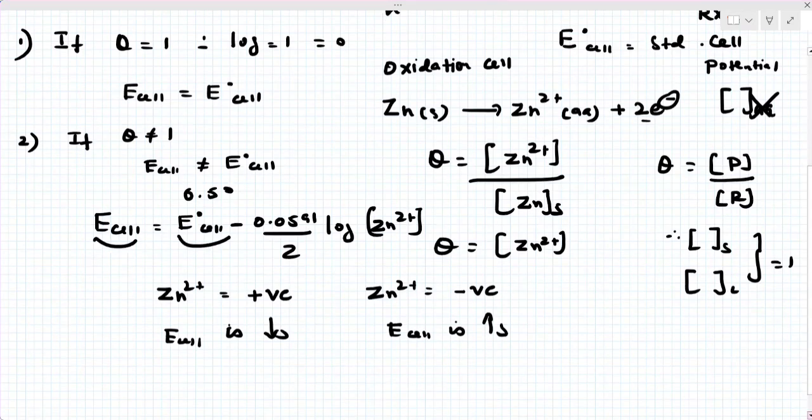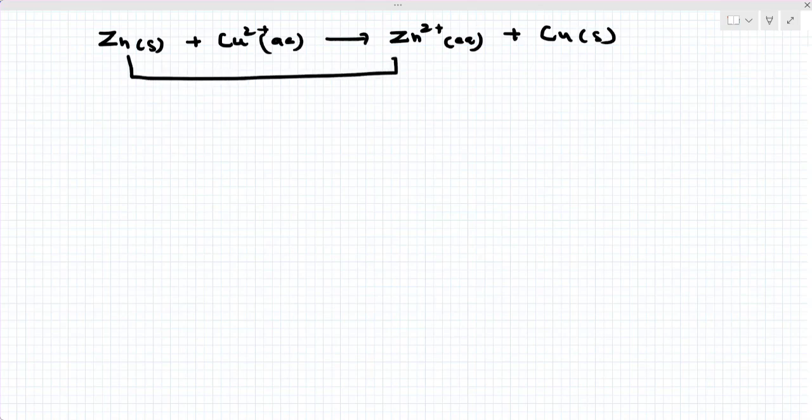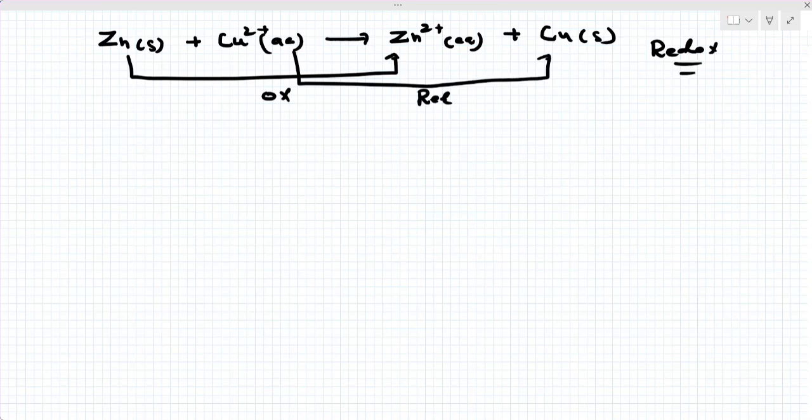Okay, now going to the famous Nernst equation application, the cell reaction, the galvanic cell. What is a galvanic cell? Zn solid plus Cu 2+ aqueous gives Zn 2+ aqueous plus Cu solid. But listen, in this reaction, zinc undergoes oxidation, right? Copper undergoes reduction. This is a reduction. Please note, all cell reactions are reductions, right?